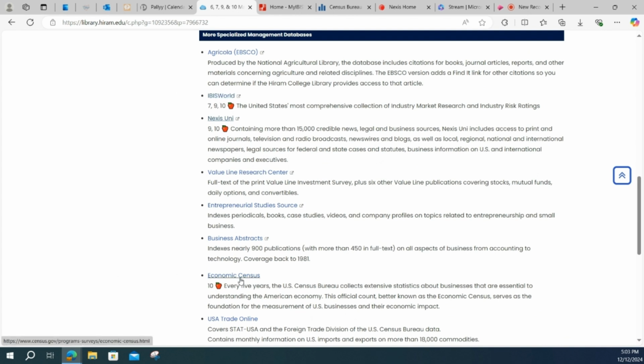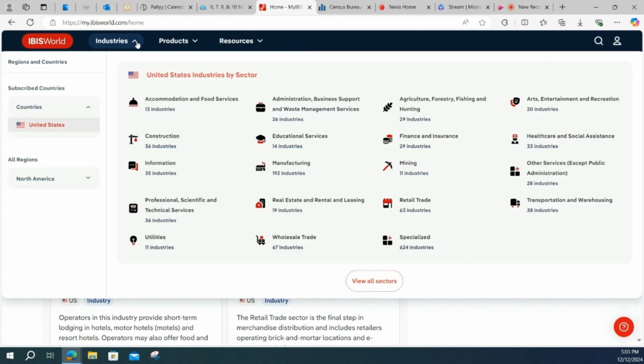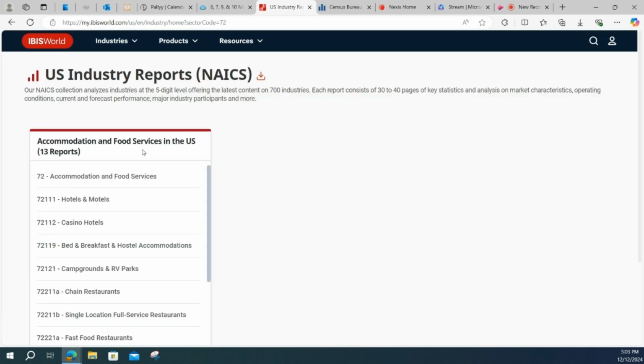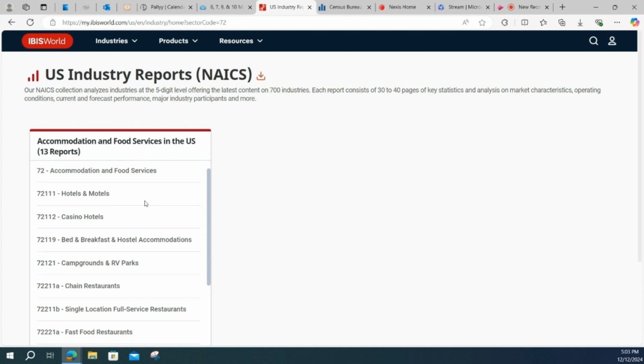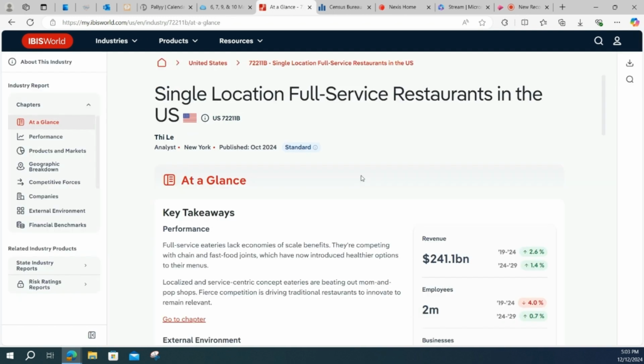So I'm going to start with IBISWorld first. And this is going to give me some national information on my industry. I could certainly just type in a keyword up at the top, or I can search by the different sectors. So I'm going to go into food service because the question was specifically about restaurants. And I'm going to pick single location full service restaurants. That seems to be a good bet for small businesses, perhaps. And again, this is a national overview.